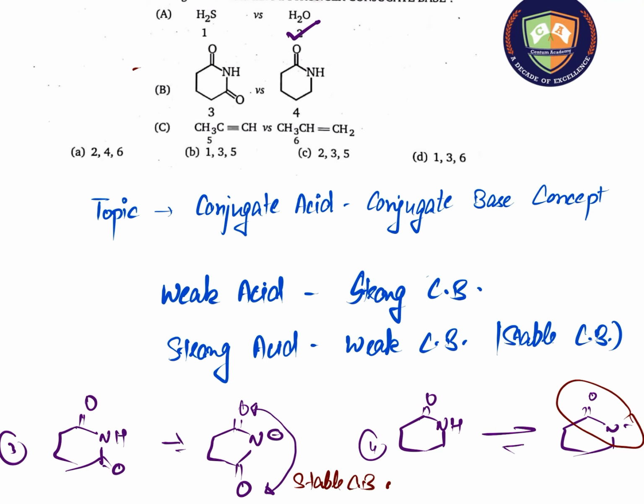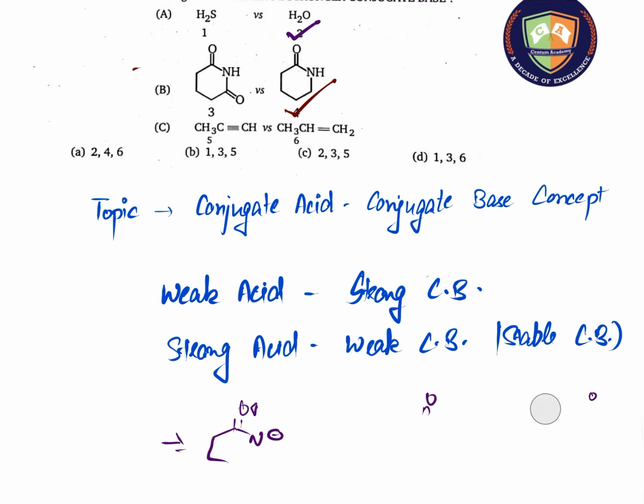So the third structure is a strong acid. The fourth structure is a weak acid having a strong conjugate base. So for our option B, the answer would be 4. Is that clear? Are you understanding my point?